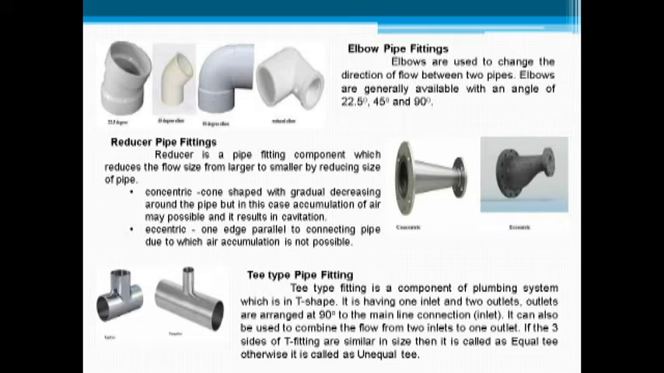T-type pipe fitting. T-type pipe fitting is a component of plumbing system which is a T-shape. It is having one inlet and two outlets. Outlets are arranged at 90 degrees to the main inlet. It can also be used to combine the flow from two inlets to one inlet. If the three sides of the T fitting are similar in size, then it is called an equal T, otherwise it is called an unequal T.